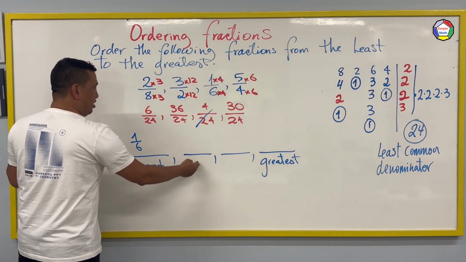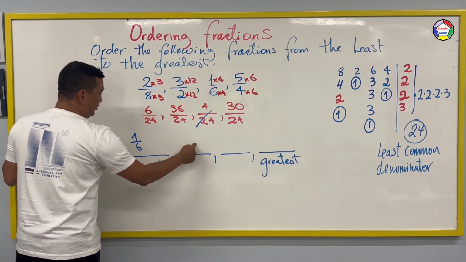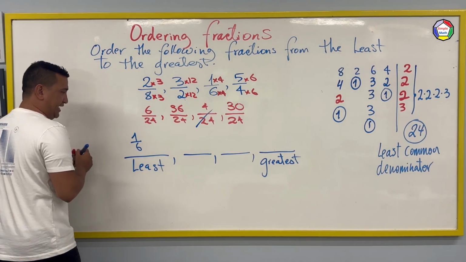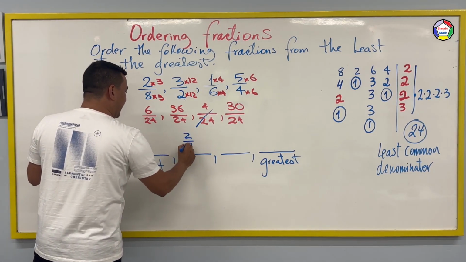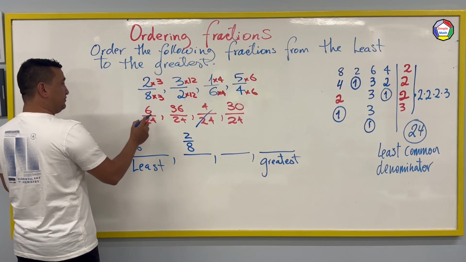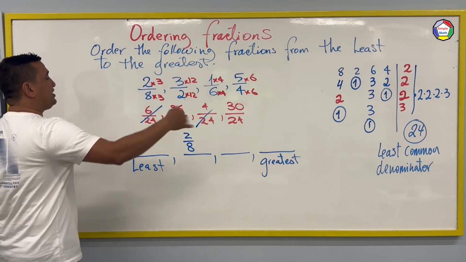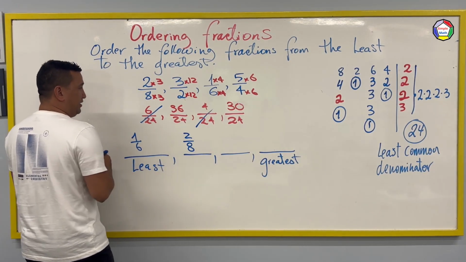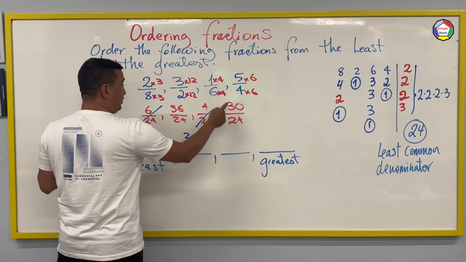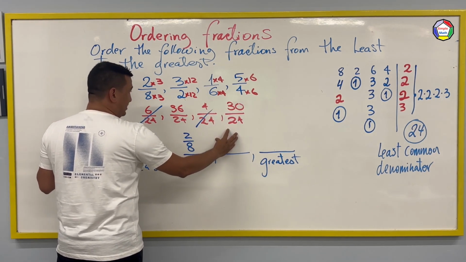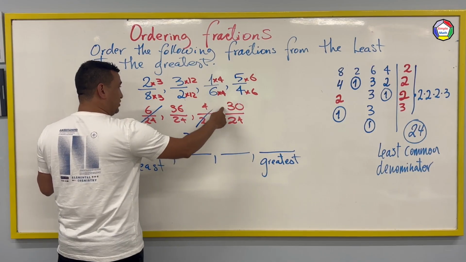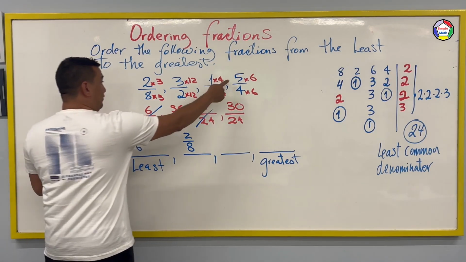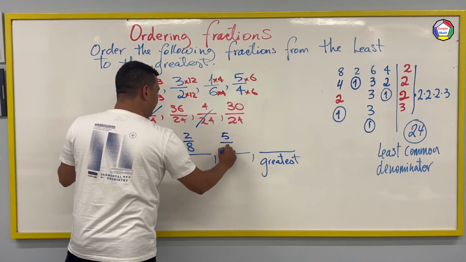So, which is the next number? 6 over 24. But I don't write 6 over 24 here. I write the original fraction, which is 2 over 8. Now, which is the next fraction based on this order? 30 over 24. But here I don't write 30 over 24. I write the fraction that corresponds to 30 over 24, which is 5 over 4.